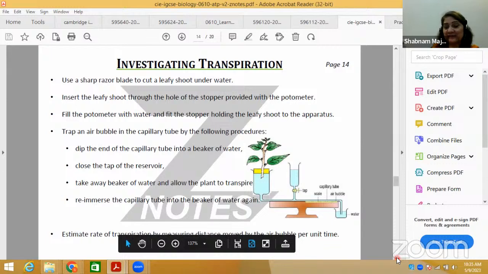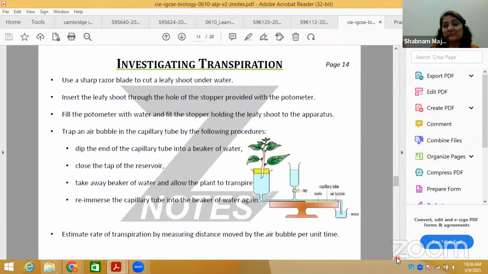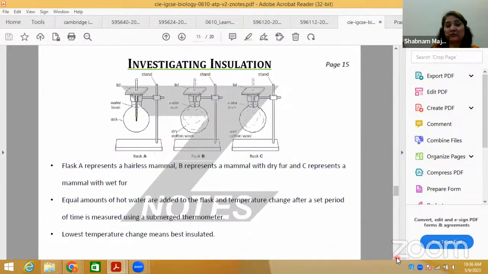So this is telling you to estimate the transpiration by measuring the distance moved by the air bubble in unit time. This scale that you have will tell you the unit time measurement.